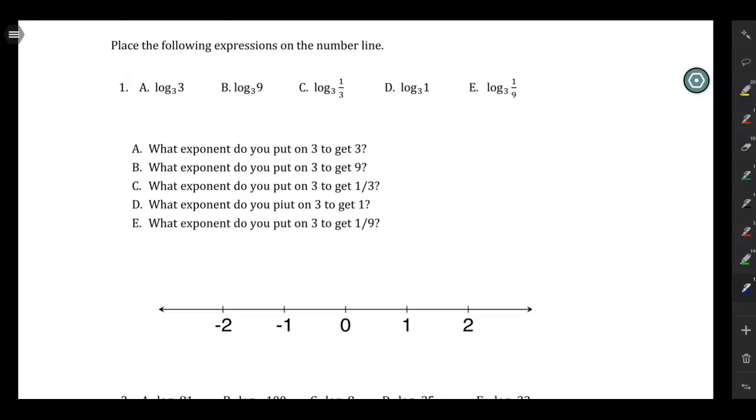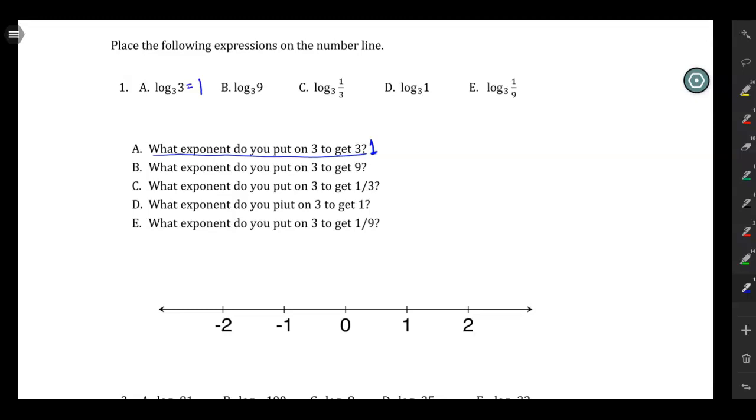So if I want to know what is log base 3 of 3, the question I'm asking is, what exponent do you put on 3 to get 3? The answer to that is 1. 3 to the 1st power is 3. So that means that this whole logarithm right here, log base 3 of 3, is equal to 1.